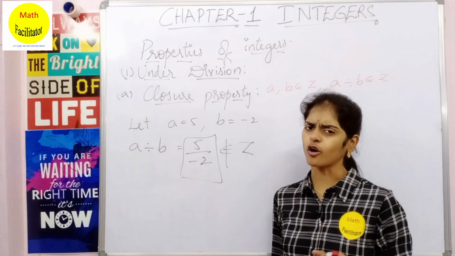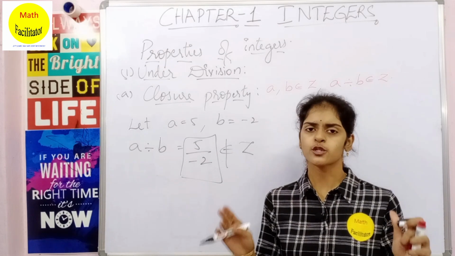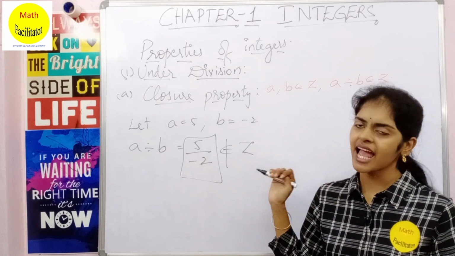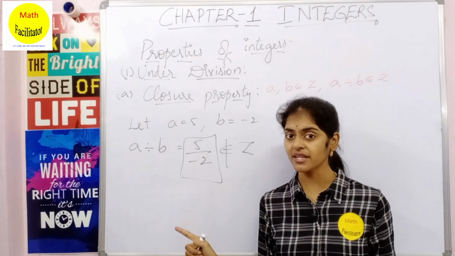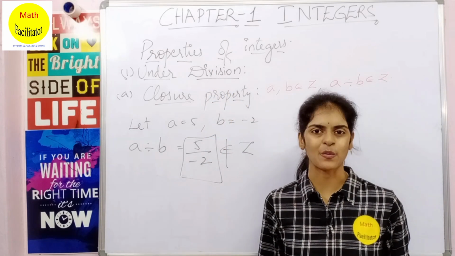Similarly, the commutative property and associative property also do not satisfy for integers. So take an example in this way and check for yourself whether these properties are satisfying under division or not, and let me know in the comment section below.